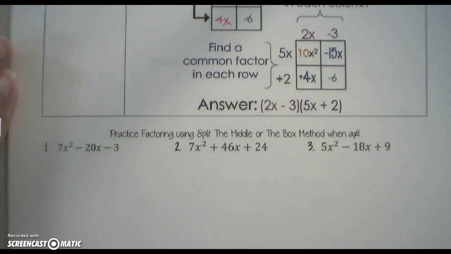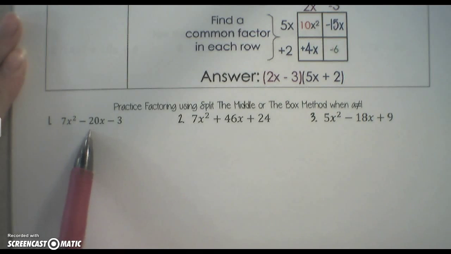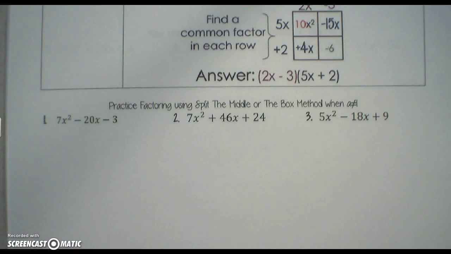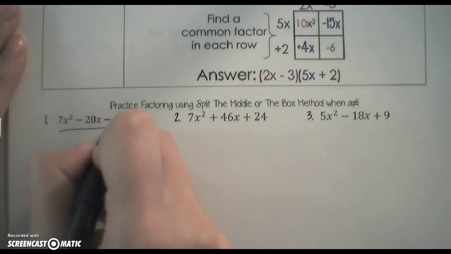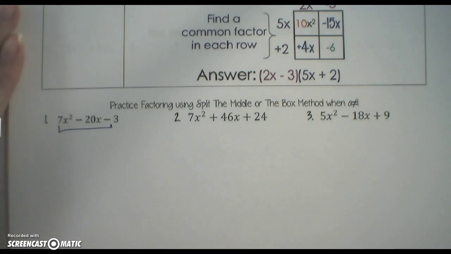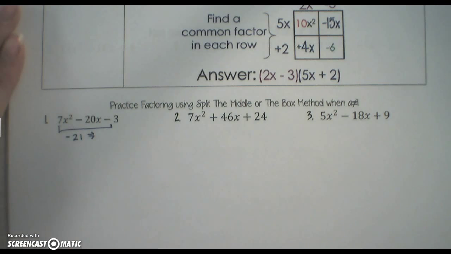So you can use splitting the middle or the box method, whichever one you choose. I'm going to show you first just splitting the middle with our grouping, and then I'll do a couple of box examples in case you like that better. So here we go. First times last is always our first step, after, of course, GCF, but I look and see no GCF. So -21, what are those factors that are going to add to get 20?